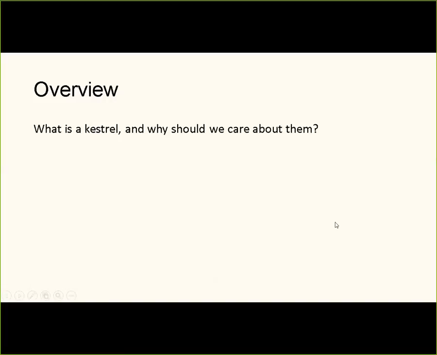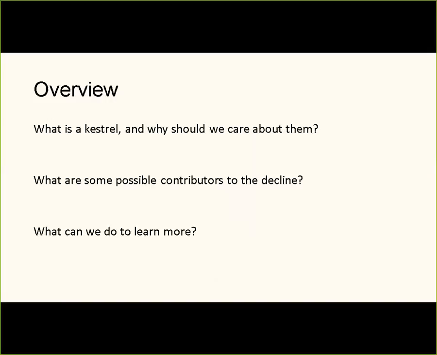Okay, so first off, the first part of my talk is going to be just what exactly is an American Kestrel, and why should anybody care about what an American Kestrel is or how they're doing. Second, what are some possible contributing factors to the decline that we've been observing in this species? Causes, drivers, all that kind of thing. And then finally, what can we do to learn more? And in this case, we mostly means me, because I'm going to be talking about the research that I've been working on and am continuing to work on.